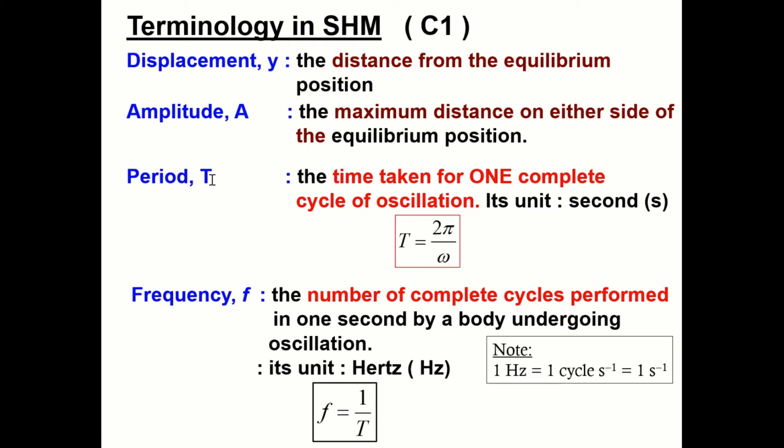And we have the term period. I believe you still remember what is period. It is the time taken for one complete oscillation. The equation for period is T equals 2 pi over omega. Please remember omega is equal to 2 pi f or 2 pi over T. Omega is angular velocity. We have one more term, that is frequency, the number of complete cycles performed in 1 second, and the equation for frequency is 1 over period. The unit for frequency is hertz.